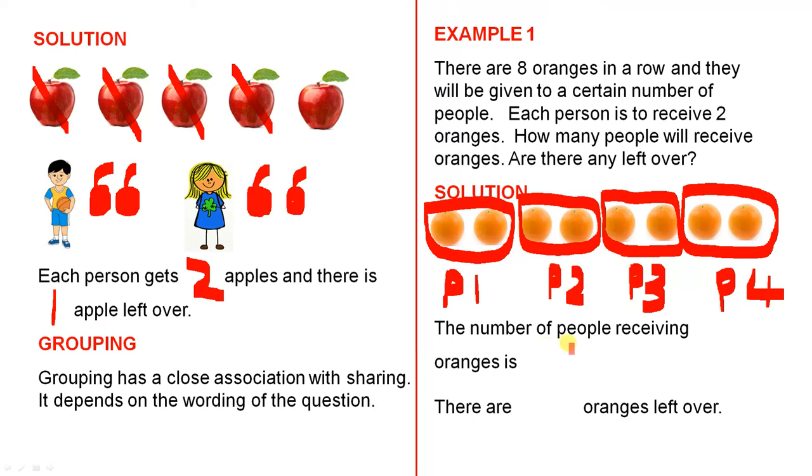The number of people receiving oranges is 4. There are no oranges left over. So they were equally distributed and there were no oranges left over. So there were 4 groups.